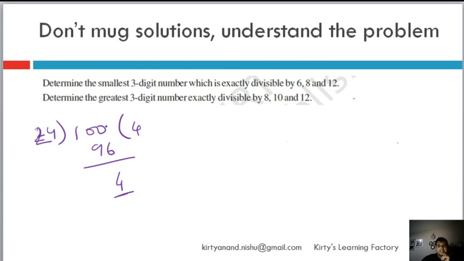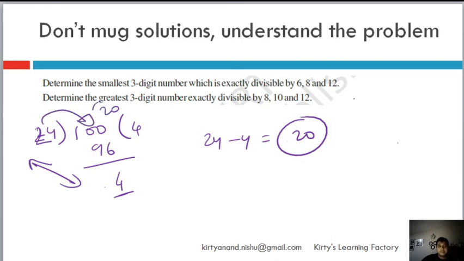And to get the next multiple, because this is 24 fours are 96, basically what I am doing is 24 minus 4, I am making it 20, and then I am adding it to 100 only, which is giving me 120. So basically this 96, whatever is here, I am adding 24 to this to get the next one, because I know that 96 is the largest 2-digit multiple of 24.